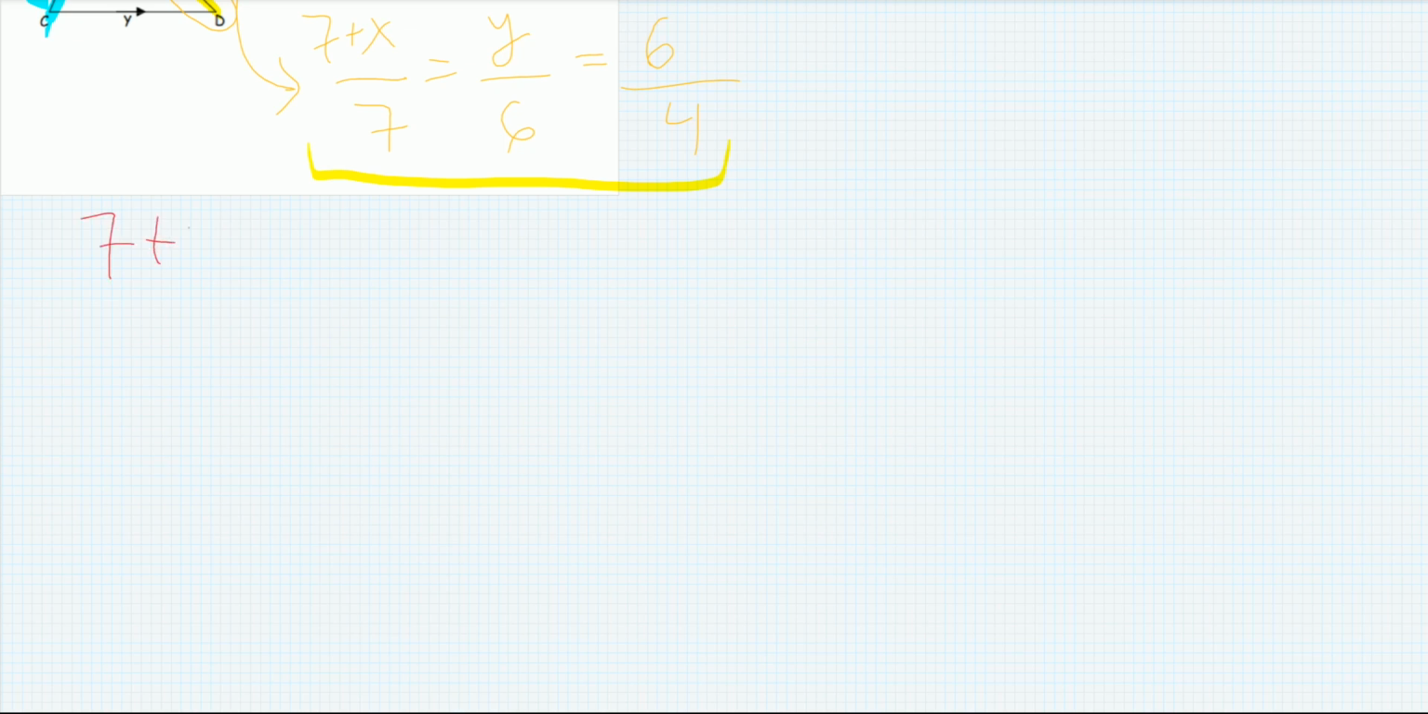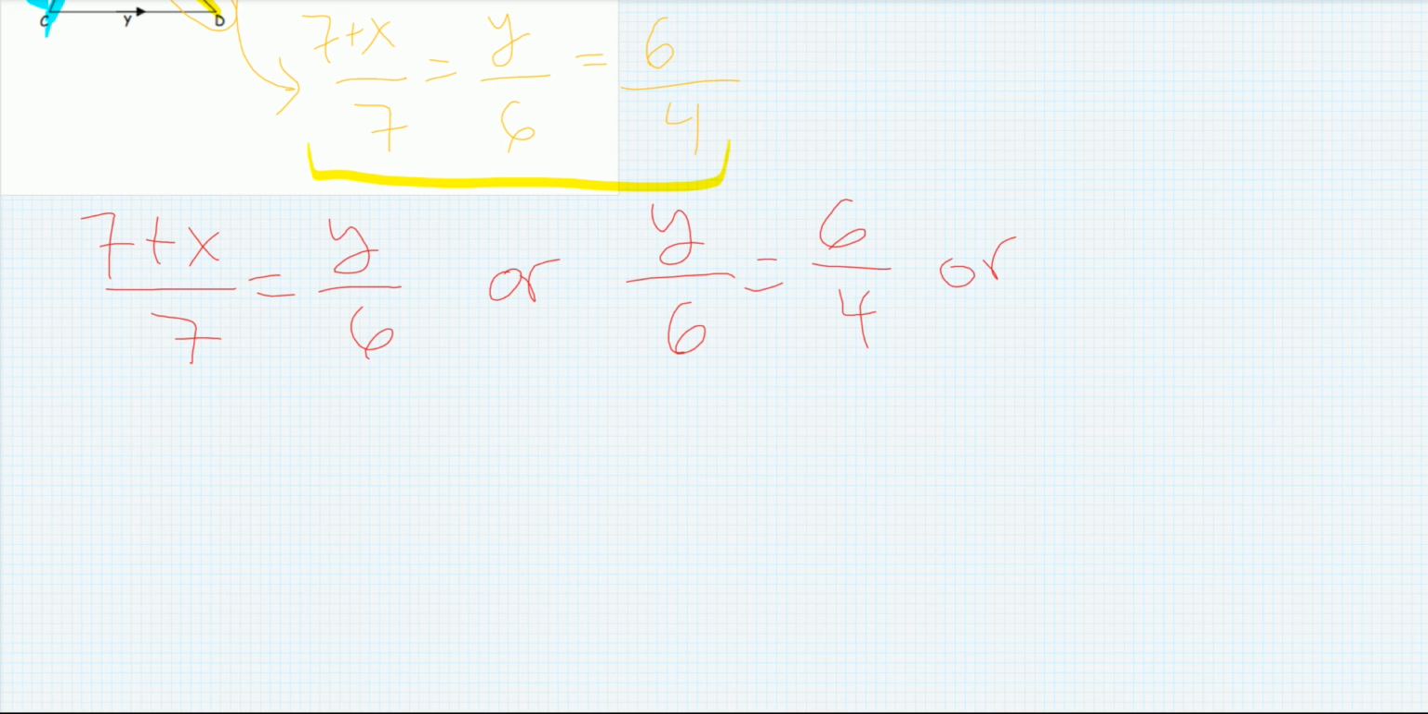So the first one is 7 plus x over 7 equals y over 6. So that's one thing I can do. I can also do y over 6 equals 6 over 4. Or I can also do, think about it, I use this one and this one, and then I use this one and this one, which is the only one that I haven't used, the first one and the third one. So then I can also do 7 plus x over 7 equals 6 over 4.